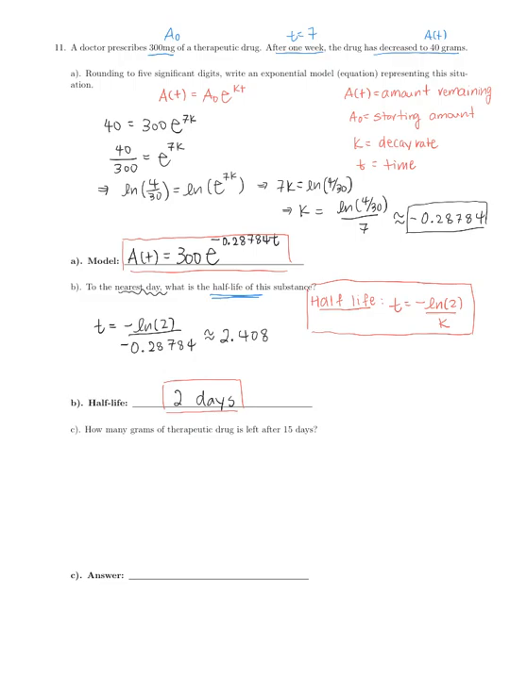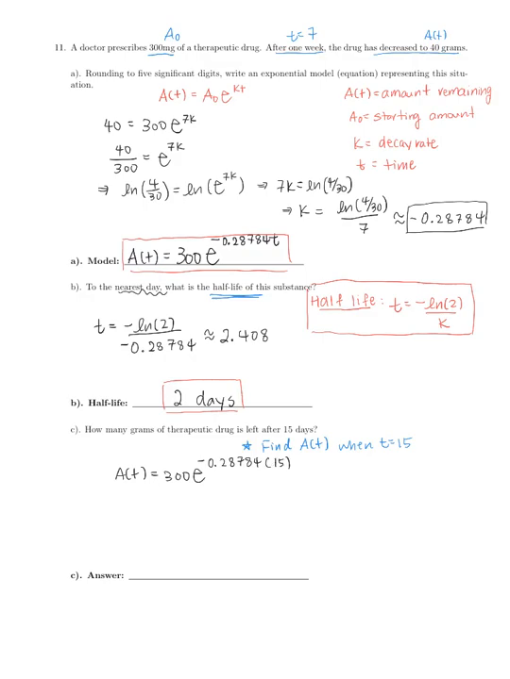How many grams of therapeutic drug is left after 15 days? So basically, this question is asking you to find A of t when t equals 15 days. So that's what the question is asking you to find. So let's do this. Our A of t is 300 e to the negative 0.28784 times t, but t is 15.